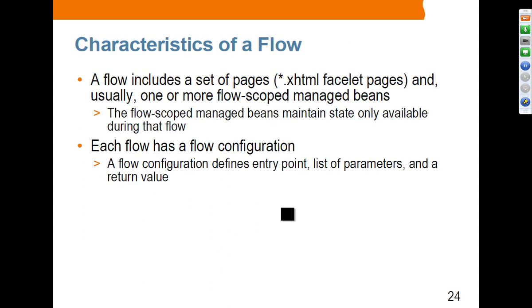So, the characteristics of a flow. A flow includes a set of pages, the XHTML Facelet pages, and usually one or more flow scoped managed beans. These flow scoped managed beans maintain state, and they are available only during the scope. So if the scope exits, then those beans are gone. Each flow has a flow configuration, which will define the entry point, the list of parameters, the return value, and things like that.